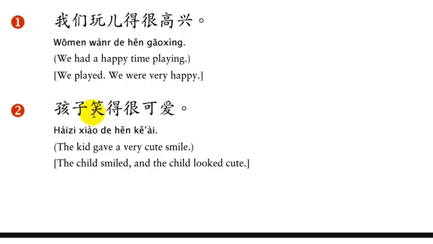孩子笑得很可爱. Okay, so 孩子笑, the child smiles. How does the child smile? In a 可爱 way, very cutely smiles. So smiles very cutely. So we have 孩子笑得, and you have this 得 come in between the verb and the complement. 笑得很可爱.